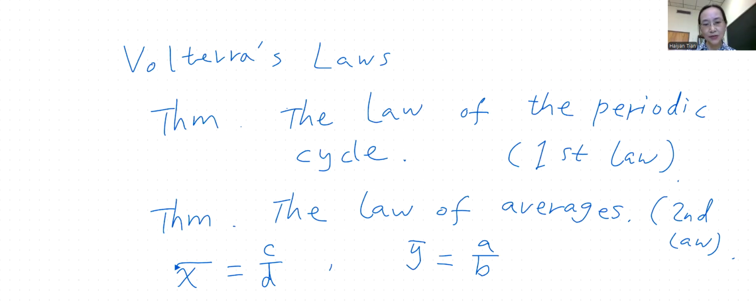So for some periodic solutions, the overall average of that solution over a period is equal to this constant. And the same is true for Y. If Y is a periodic solution, the overall average of Y over a period is A over B, equal to that constant. So that is a very interesting result.